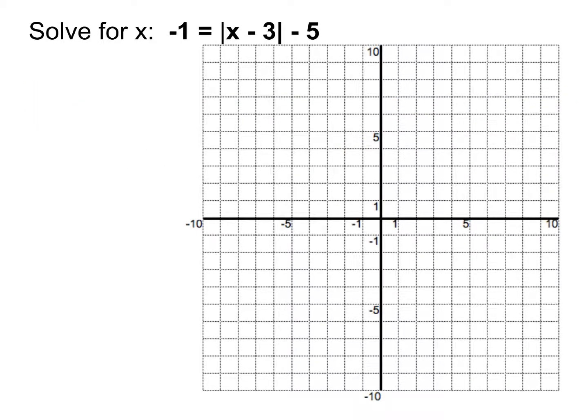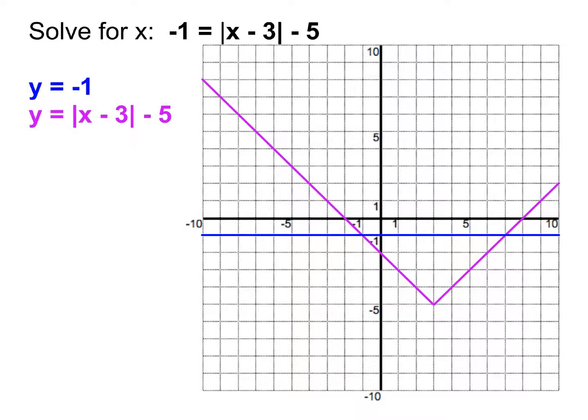In order to solve this, you hopefully have broken it up into these 2 equations. You're graphing y equals negative 1, that's the left side, and y equals the absolute value of x minus 3 minus 5, that's the right side. You're graphing each of those separately, and then looking to see where they cross. Once you've made your graphs, it says to solve for x. The solutions are wherever they actually cross. But notice there are actually 2 of them here.